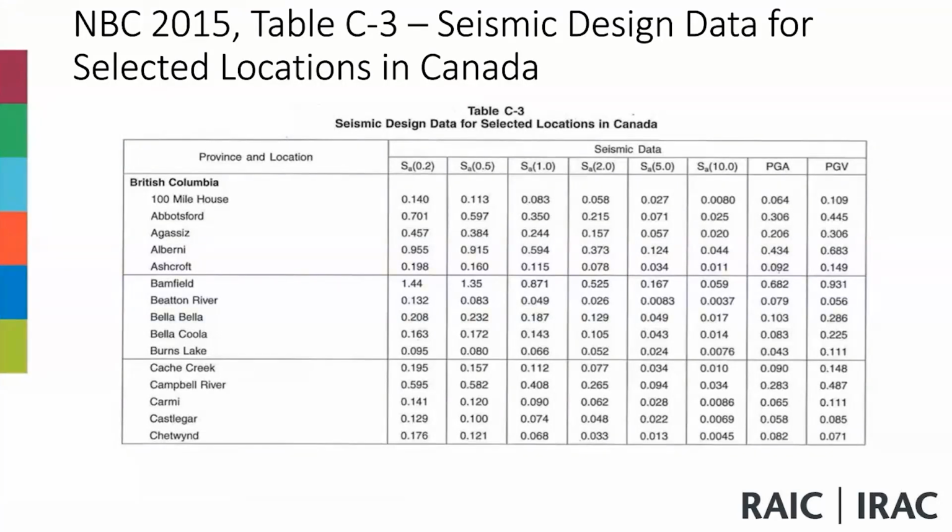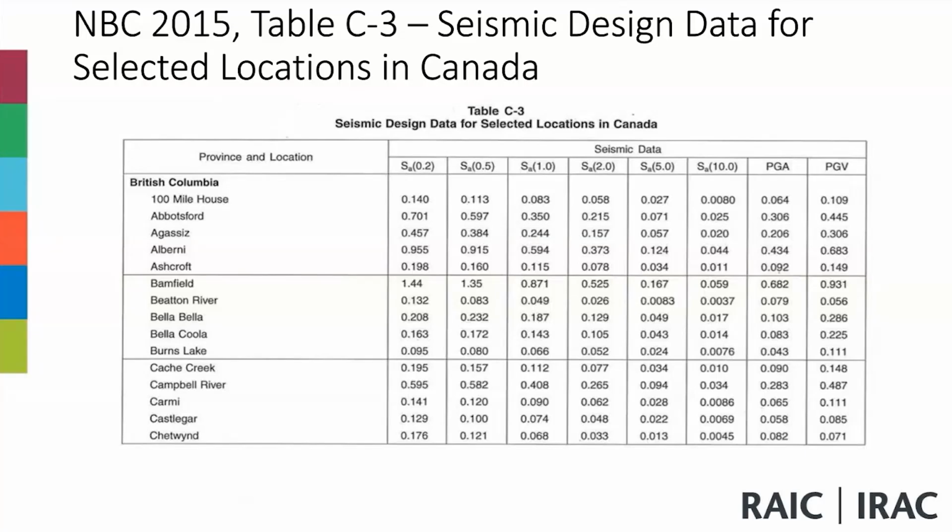Where is Table C-3? That's in Appendix C. Where is Appendix C? Under which volume? Volume 1. Okay. So if I'm designing in Volume 1, what would be the seismic data? Let's see, this is in British Columbia. You can see the different values for seismic design data in British Columbia.